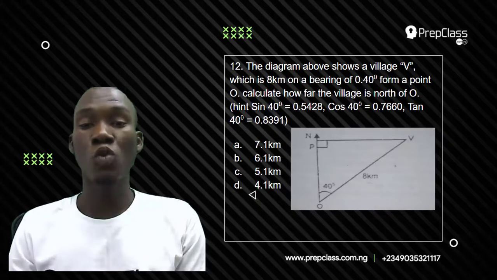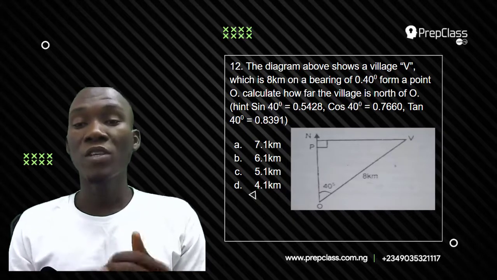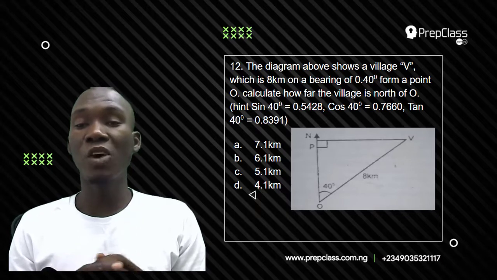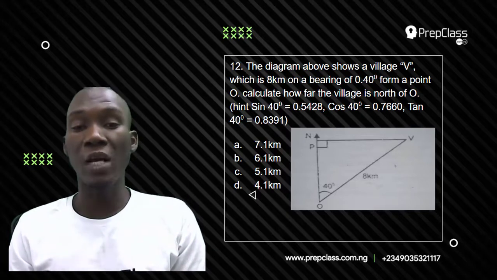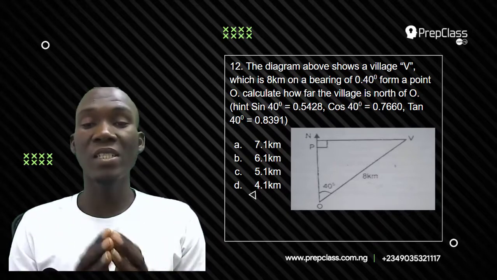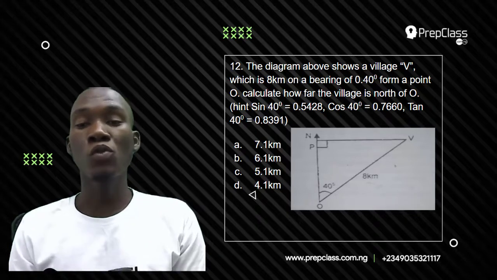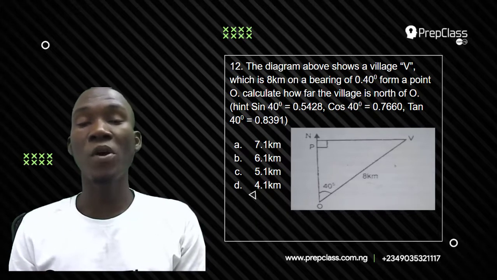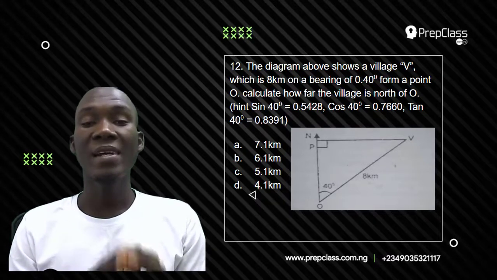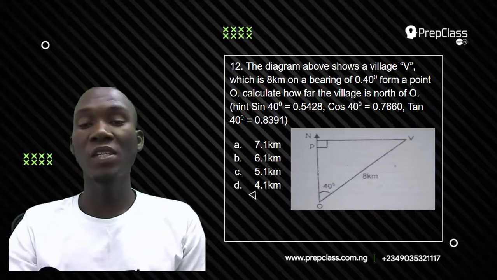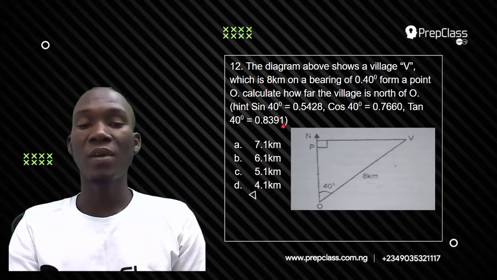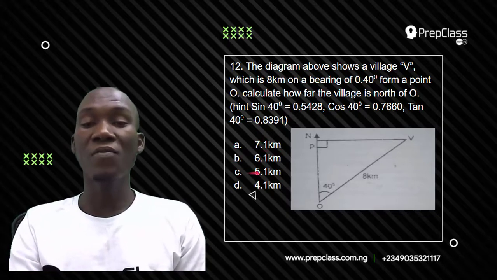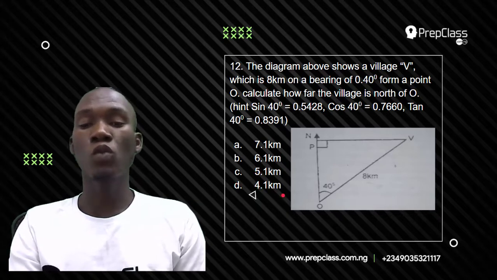So we move to question number 12. The diagram above shows a village V which is 8 km on a bearing of 40 degrees from a point O. Calculate how far the village is north of O. Hint: sin 40 degrees is equals to 0.5428, cos 40 degrees is equals to 0.7660, and tan 40 degrees is equals to 0.8391. So now we need to solve. This is the diagram we have to deal with. We have the options: A 7.1 km, B 6.1 km, C 5.1 km, D 4.1 km.